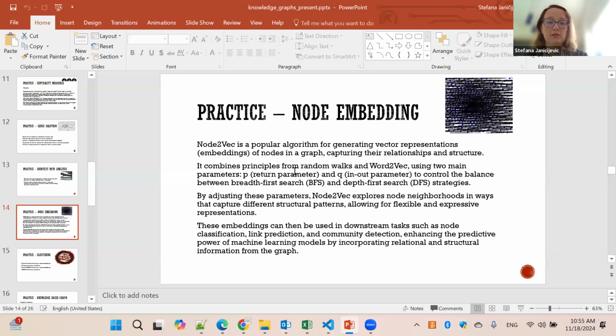We are controlling the balance between searching with breadth-first search and depth-first search, famous strategies for searching over a graph in wideness and in deepness. By adjusting these parameters, we have Node2Vec explore node neighborhoods in ways that capture different structural patterns, allowing for flexible and expressive representations. These embeddings can be used in downstream tasks such as node classification, link prediction, and community detection, enhancing the predictive power of machine learning models by incorporating relational and structural information from the graph.